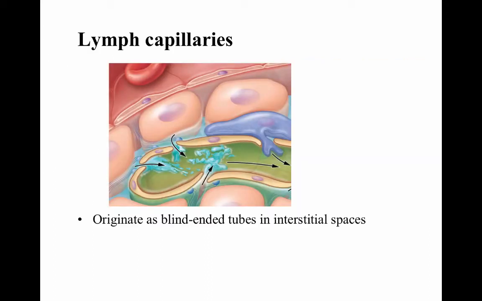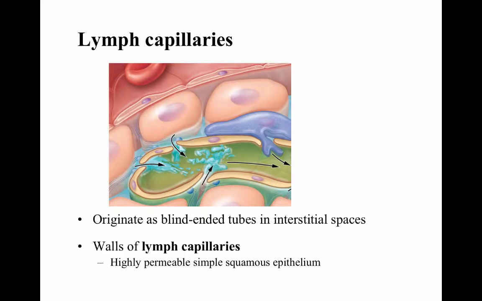The lymph capillaries originate as blind-ended tubes in interstitial spaces, and the blind-ended tube just means that it terminates, it has an end to it. And these are entering into these capillary spaces in the interstitial spaces. The walls of the lymph capillaries are highly permeable, simple squamous epithelium. When we think squama, we think of scales that would layer on each other. The way that these squamous epithelium come together creates a valve type of system that allows for inflow but not outflow. And the direction of flow goes one direction.